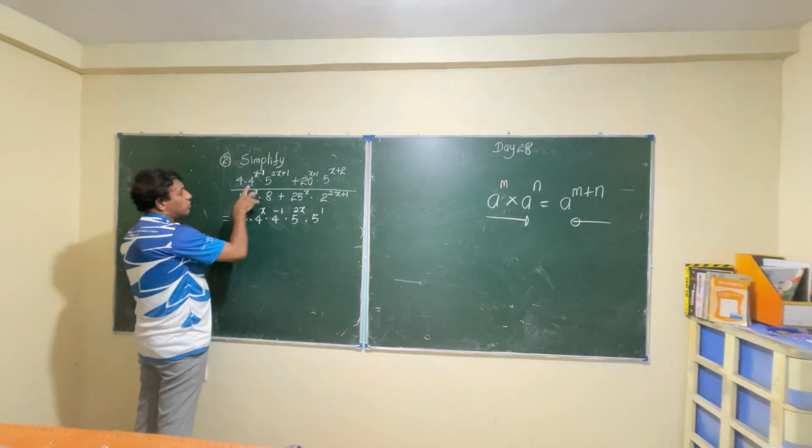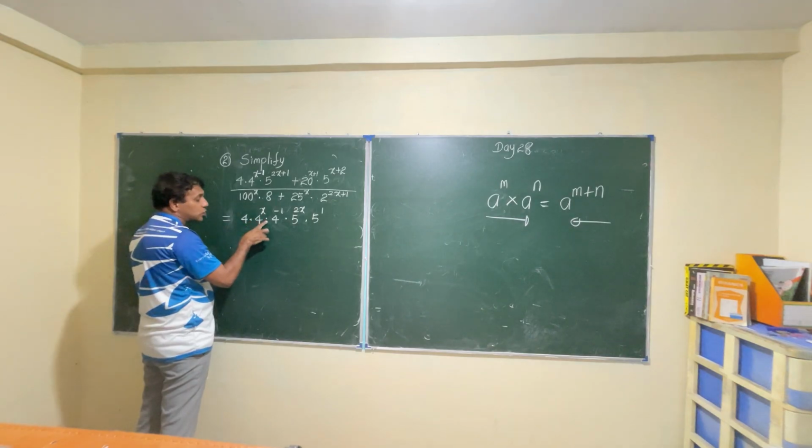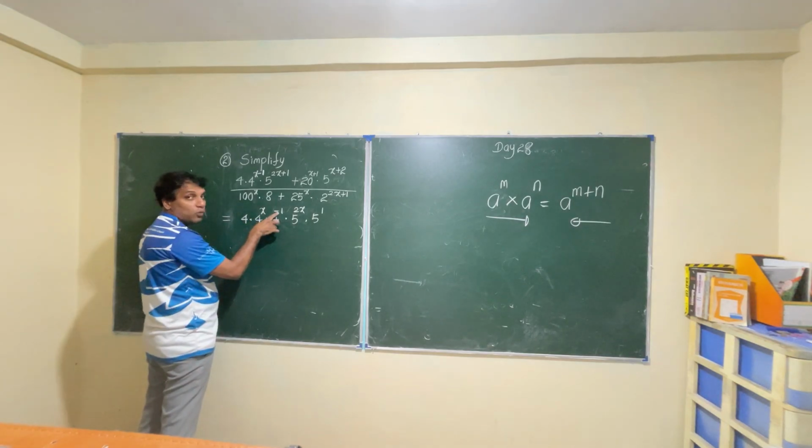Here 4 to the power x minus 1. 4 to the power x into 4 to the power minus 1, right?